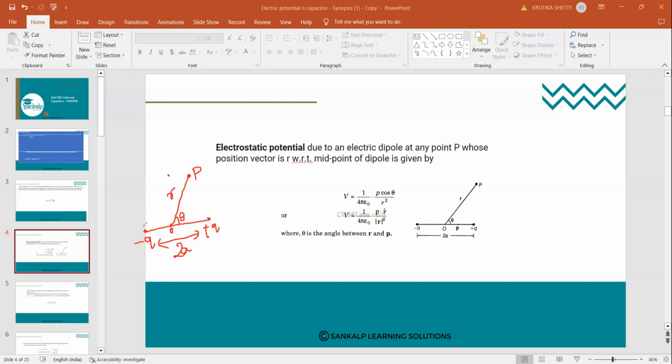So now, to do this derivation, we will join this from the minus q charge and from the plus q charge. Similarly, we will also join one perpendicular line from the plus q charge. We will also draw a perpendicular line from the minus q charge. Okay, so these are the two perpendicular lines here. Yes. So what we will do here is calculate the potential due to the minus q charge and the potential due to the plus q charge.